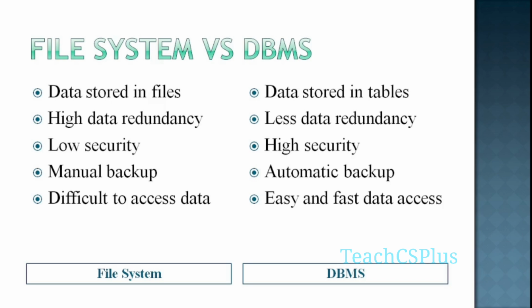File system provides low security, but DBMS has high security. Using file system, we always have to keep a manual backup. But DBMS provides us an option for automatic backup, which is very useful. Using file system, searching or accessing data was difficult. But in DBMS, we will see easy and fast data access. That means overall DBMS is more efficient for our today's modern applications.